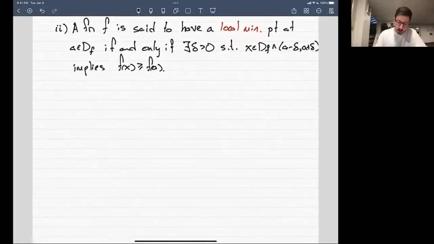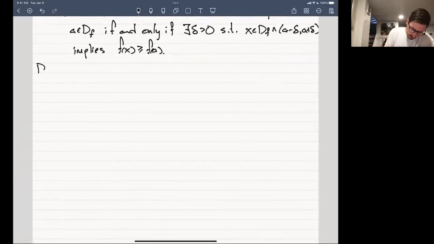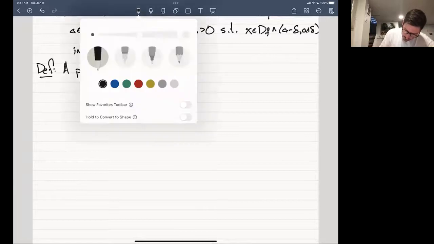All right, let me give you one more definition before we start having a little bit of fun here. So a point A is called an interior point.